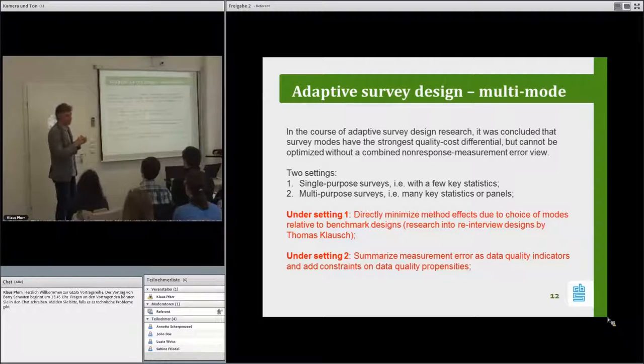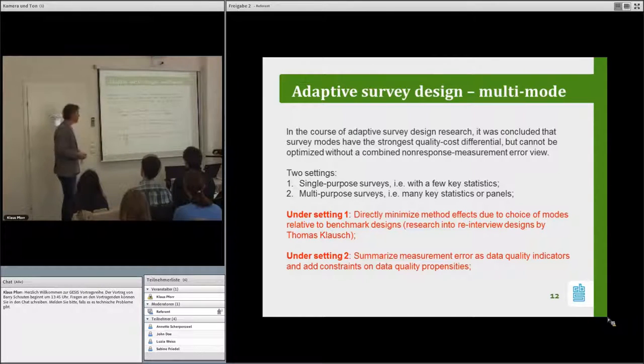So we also started to think about measurement errors. And then the problem becomes a lot more complicated, because one strategy could have a positive effect on response, but a negative effect on measurement.